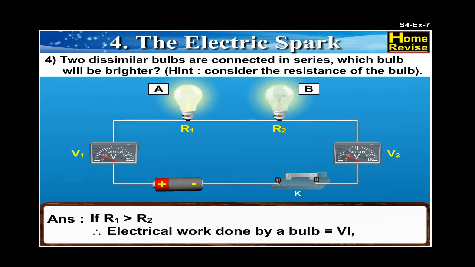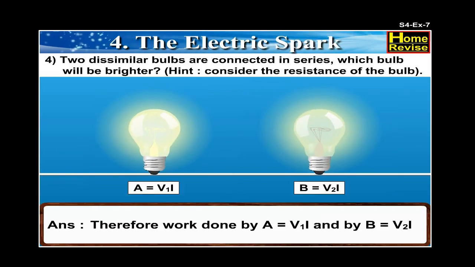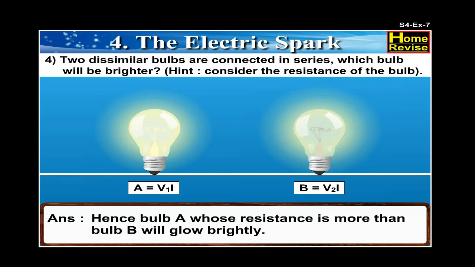If R1 is greater than R2, then electrical work done by a bulb is equal to VI. Therefore, work done by A is equal to V1I and by B is equal to V2I. V1I is greater than V2I. Therefore, V1 is greater than V2. Hence, the bulb A, whose resistance is more than bulb B, will glow brightly.